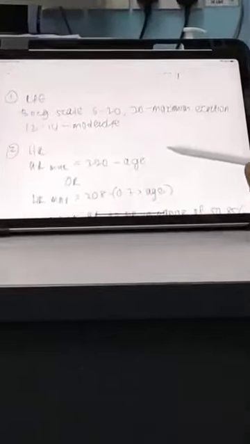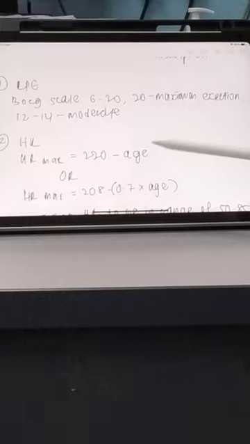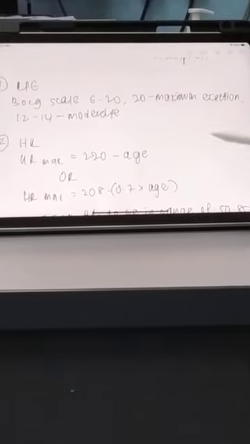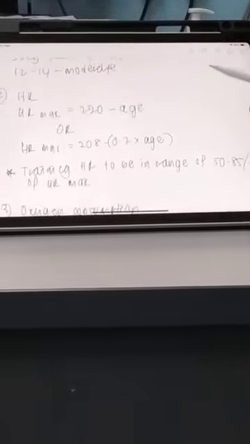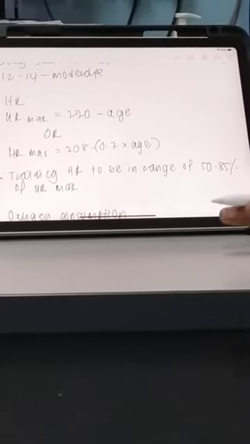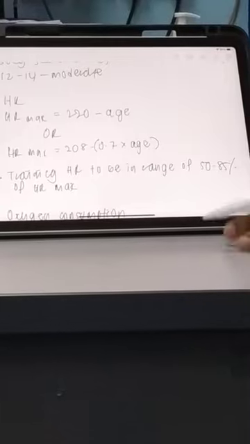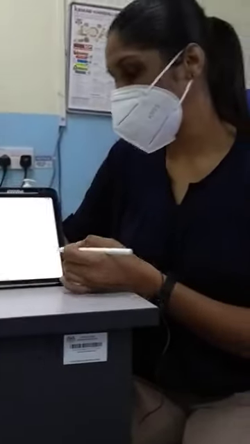Heart rate max is equivalent to 220 minus our age. This is the more traditional way, and a more accurate way is 208 minus 0.7 times age. So this is what they said, the latest one. Training heart rate should be in the range of 50 to 85% of the heart rate max. So when you're training, make sure the patient stays in this range, 50 to 85% of the heart rate max.